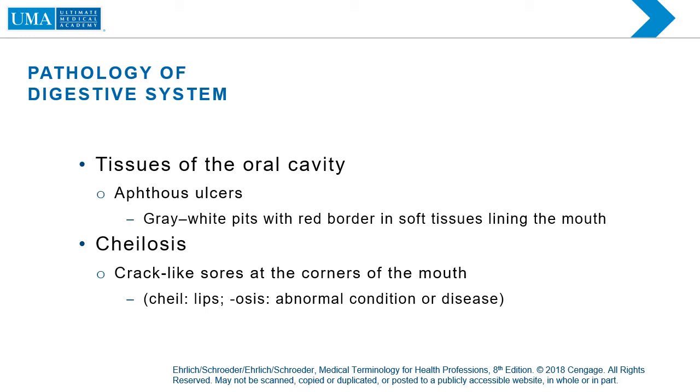Now let's take a look at the tissues of the oral cavity and some disorders that you may find there. We have first our aphthous ulcers, and this is also referred to as either canker sores or mouth ulcers. These mouth ulcers are gray-white pits with a red border in the soft tissues lining the mouth. Although the exact cause is unknown, the appearance of these very common sores can be associated with stress, also one's diet of certain foods, or a fever.